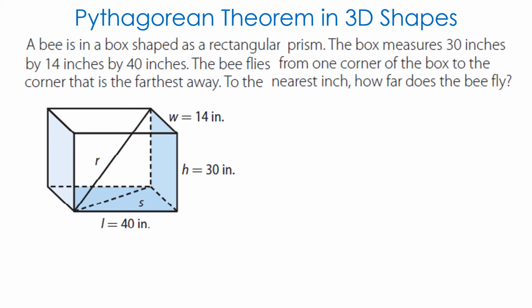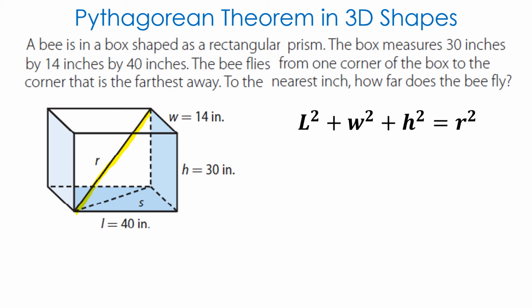The formula for the Pythagorean theorem in 3D shapes is length squared plus width squared plus height squared equals r squared. R is the diagonal from one corner to the corner farthest away. That is the hypotenuse value that we are solving for.